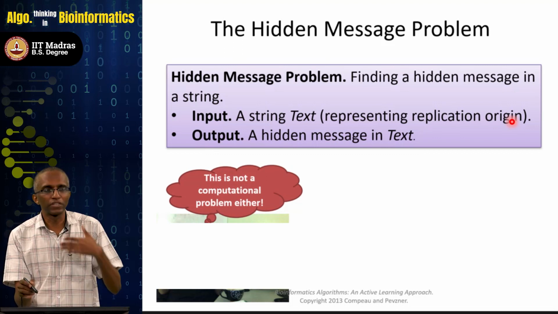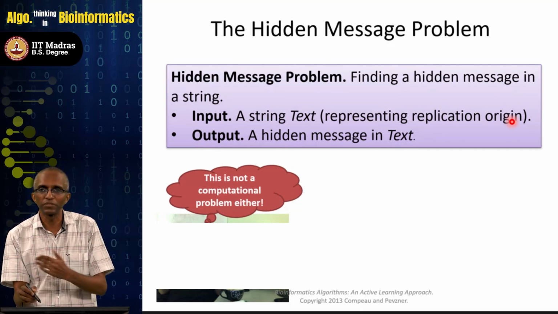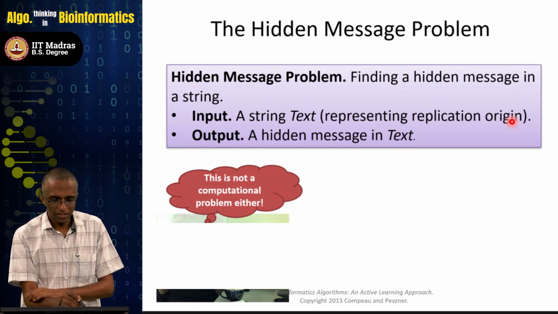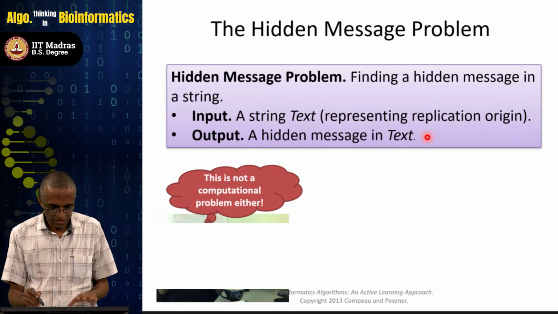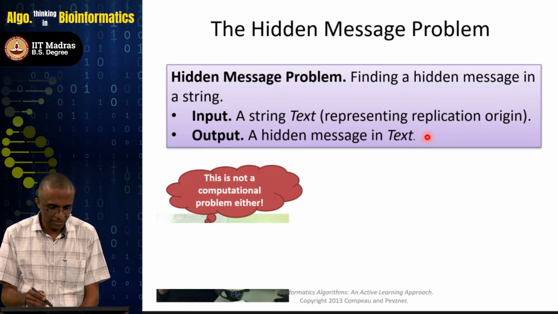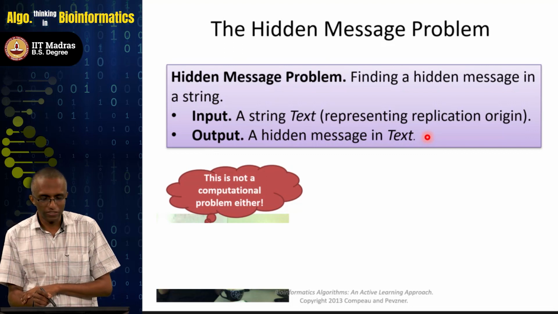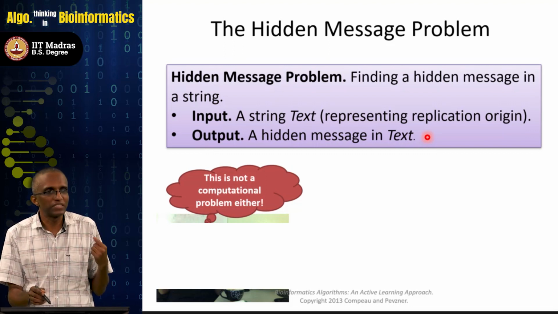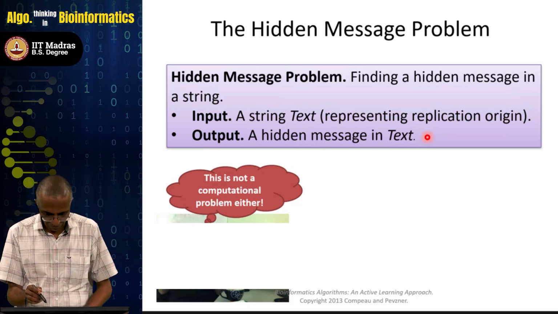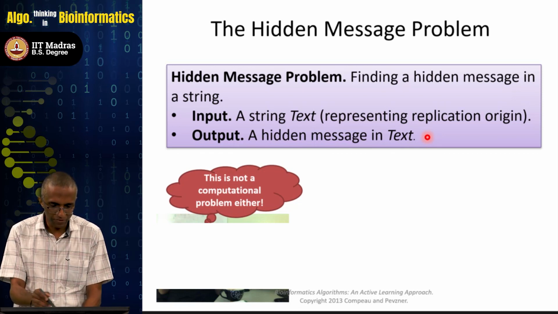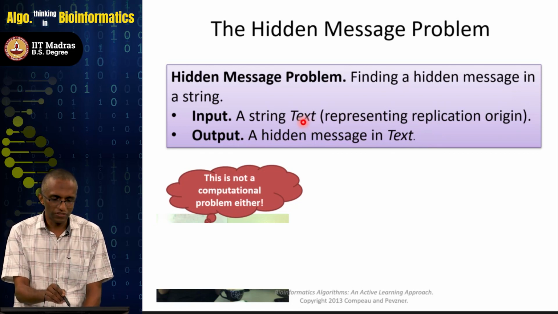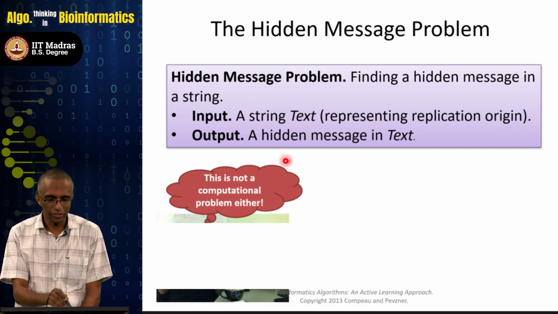This we already know for certain organisms like this cholera bacteria, and the output is a hidden message in the text. And as shown here, this is again not a concrete computational problem, because what do you mean by hidden message? It is very ill defined, not defined precisely. Text is fine, you have a string of ACGT letters, but what is a hidden message and how do you find it?